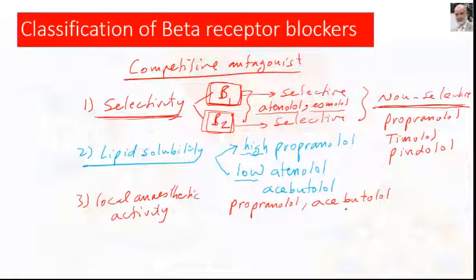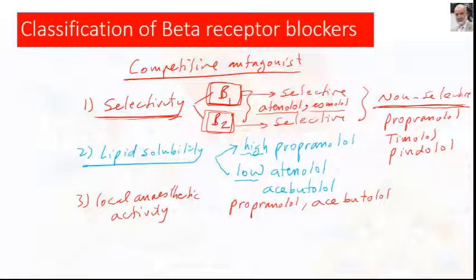Local anesthetic activity is important because this means that these types of drugs can produce more depression of cardiac activity, for example, because they will decrease cardiac activity through local anesthetic action.